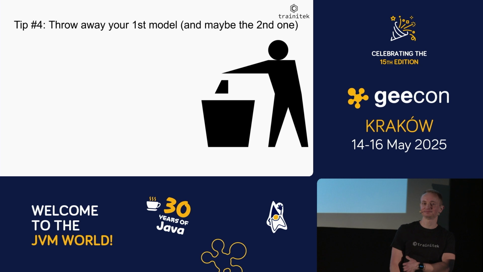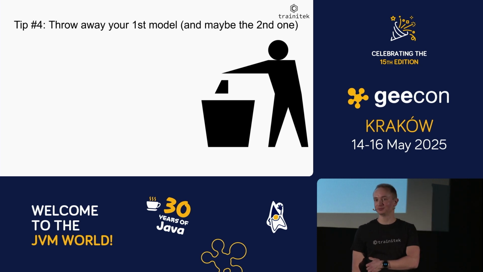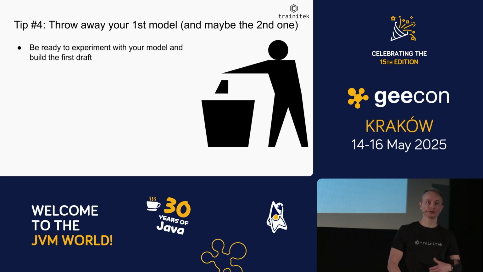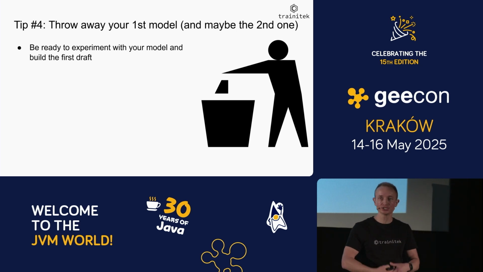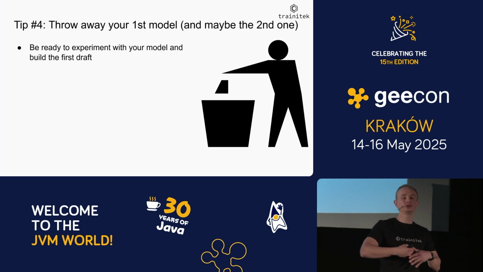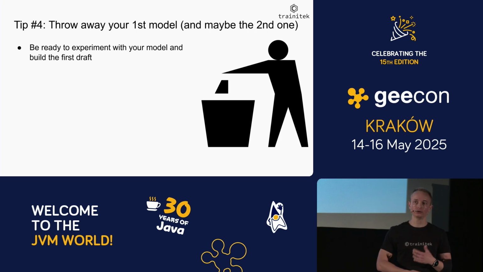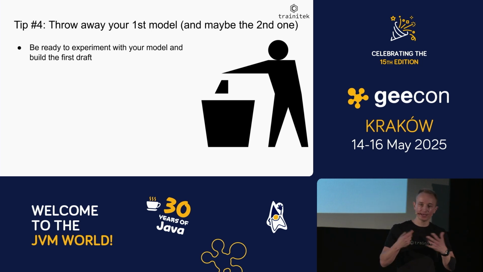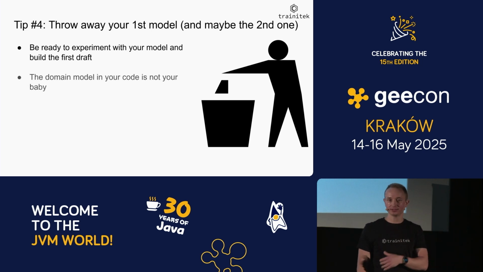Next one. Throw away your first model and maybe the second one. When you create a first model, probably just consider it as a draft. You're just getting some knowledge, you're just understanding it. Maybe you have made some mistakes, and that's fine. This is how our brains work. You need to feed your brains with some data, and then you can end up with a better model.